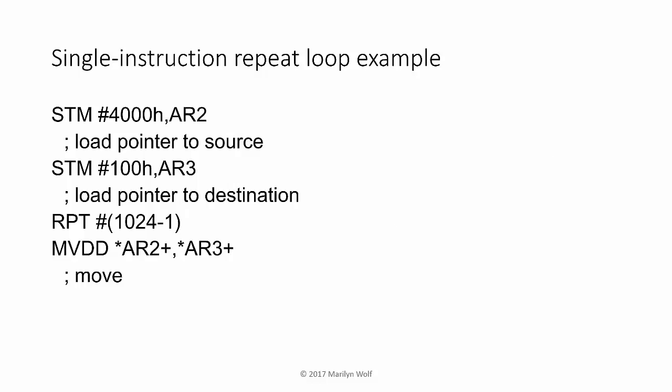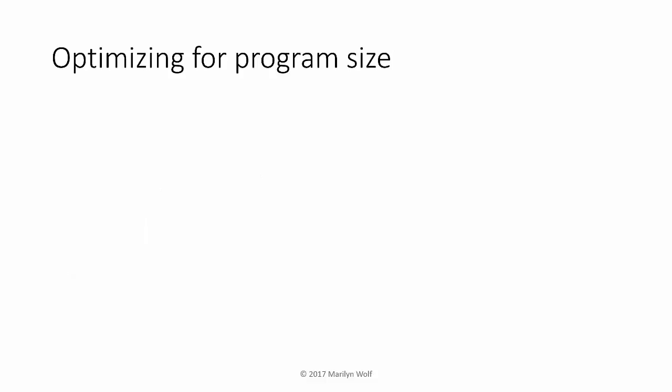Here's an example of a single instruction repeat from the TI C55X processor. We can see this is a very efficient loop, which is enabled by the block repeat operation of this DSP. But in order for the compiler to find it, we may need to code our high-level language program in a proper way.